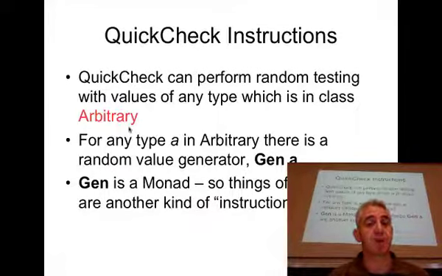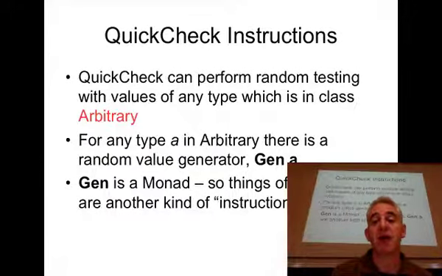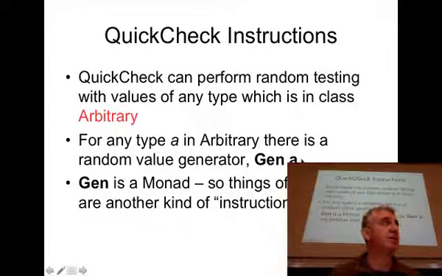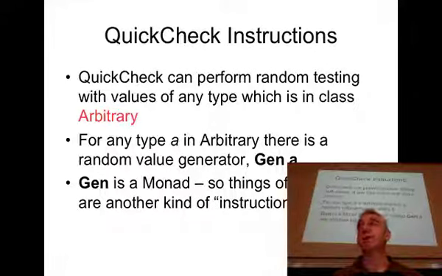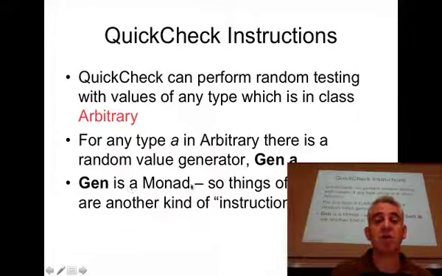What's important about Arbitrary? In the class Arbitrary, there is a random value generator. Now, this is a QuickCheck random value generator. This is what QuickCheck uses to generate random values. And the type of that is called a Gen of A. Okay, so Gen of A is a QuickCheck random value generator. You can think of it as another kind of instruction. Instructions for generating random values. So Gen is also in this class Monad.